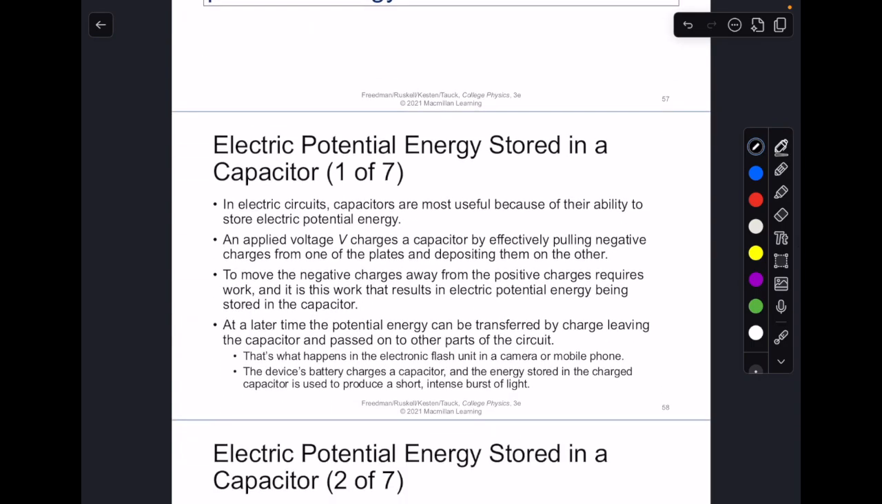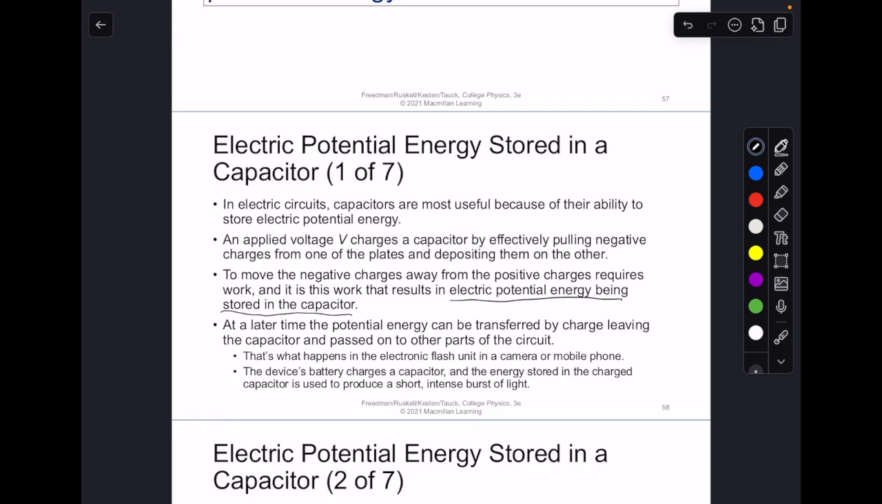The way that we charge up a capacitor is we plug it into a source of constant potential, like a battery or maybe a power supply. And getting those charges built up on the plates requires work. This work results in electric potential energy being stored in the capacitor.